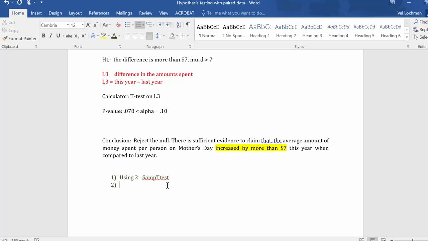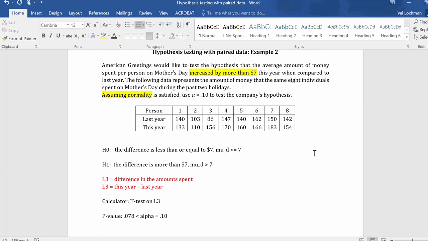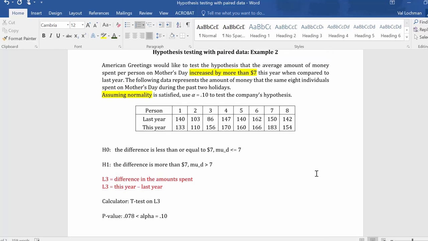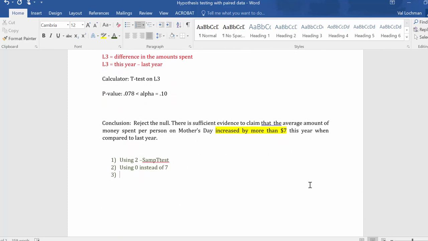Okay. Then the other mistake that can happen, using 0 instead of 7. Okay, that will give you a different answer. You will probably, most likely still reject the null hypothesis, but the p-value will be different. Then you're basically asking that there is no difference. Okay, but the question is asking, did the amount of money go up? Did it actually go up by more than $7? Right, that's slightly different.